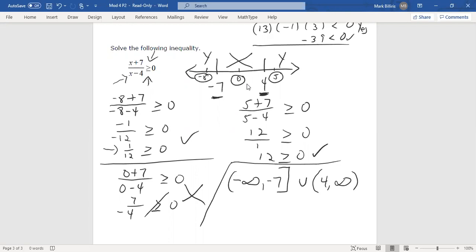So even though in your boundary points, if this were a polynomial and not a fraction, both would have brackets. But you need to pay attention. If either or any part of your boundaries would make your denominator 0, it will always have a parenthesis around it.